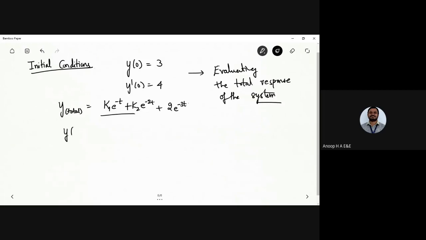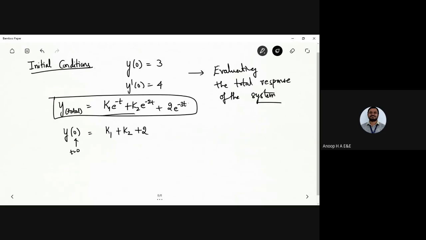Okay, so I will use y of 0. What is it at t equal to 0 in the given equation y total? When t equals 0, k1 plus k2 plus 2 would be equal to 3. So k1 plus k2 equals 3 minus 2, that is 1. I repeat, y of 0 is 3, so I put t equal to 0 and get k1 plus k2 equals 1.